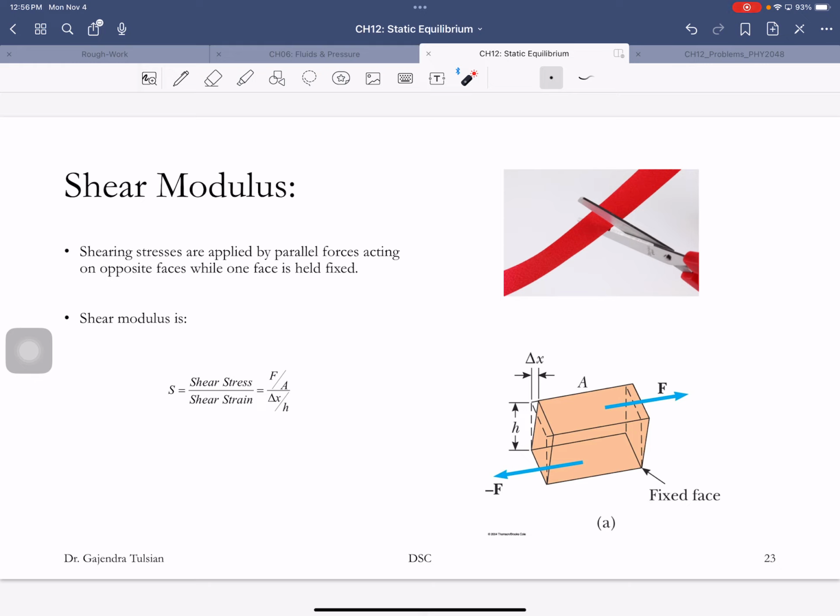And the shear strain is, how much did the top face move relative to the bottom face? The bottom face is fixed. And again, these two forces have to be equal and opposite. Otherwise, if this force was larger, this guy would move to the right, and you don't want that. So these are equal and opposite. This shear strain is this displacement, delta x, divided by how far apart the planes are. So that's the shear strain.